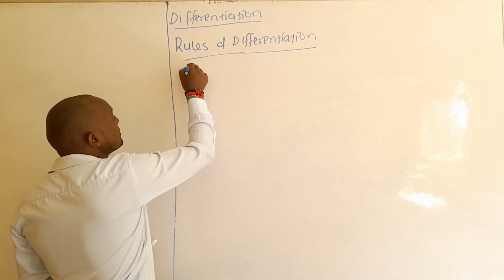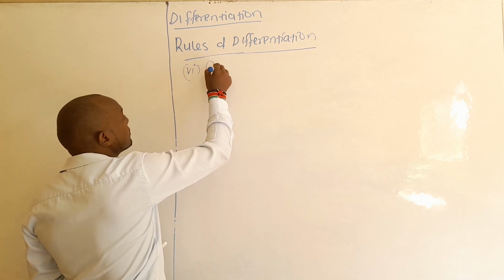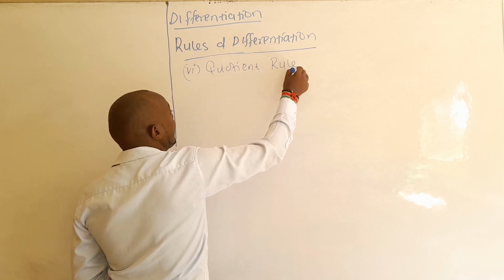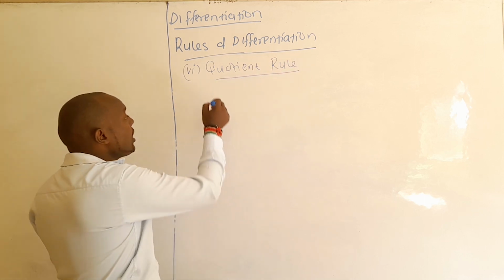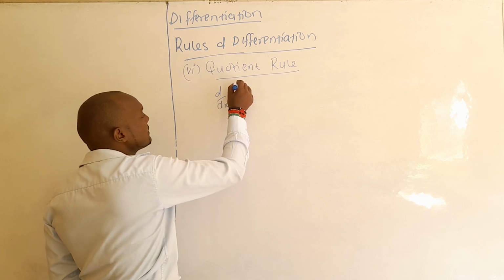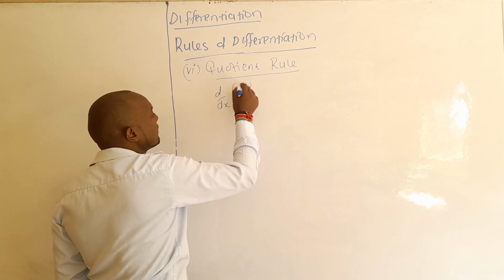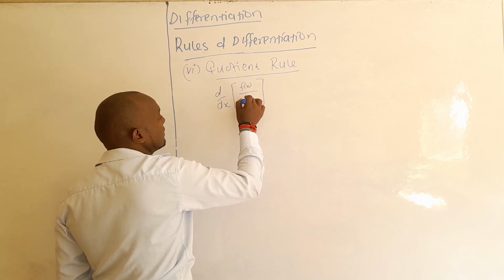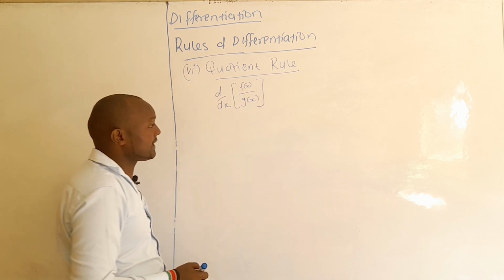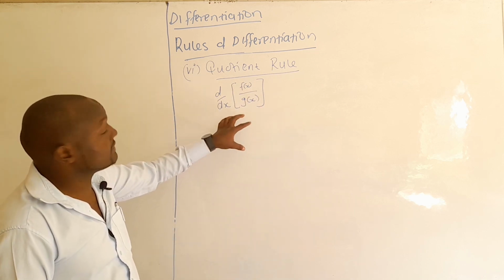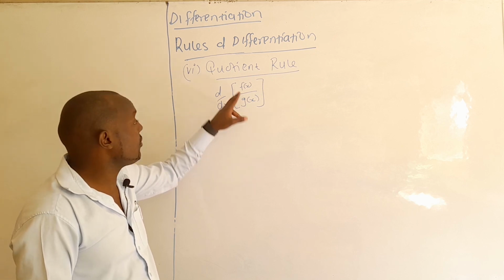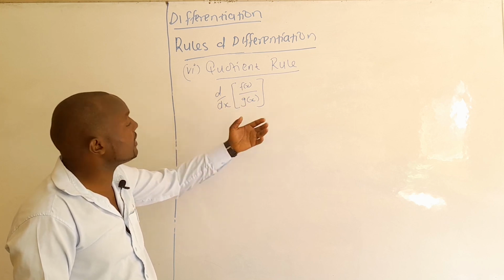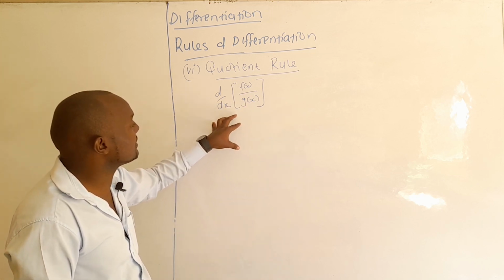So now we can proceed to our sixth rule, where we have quotient rule. Here, we have two differentiable functions. In this case now, we are differentiating two functions which are differentiable. So it's a fraction. The other one was a product. So in this case, we are differentiating a fraction.